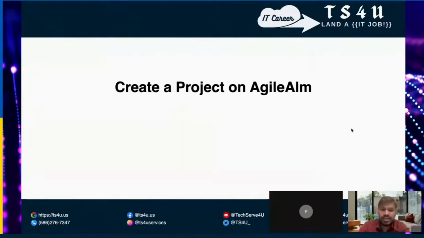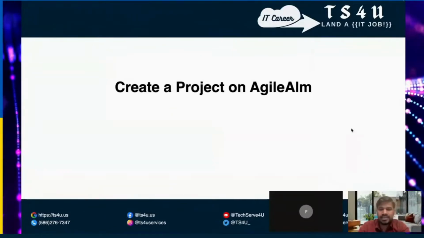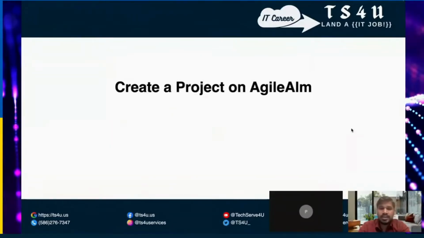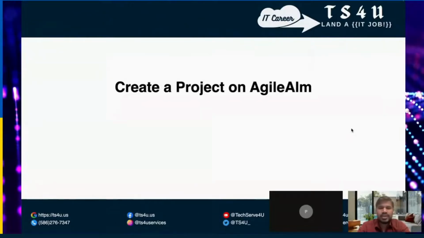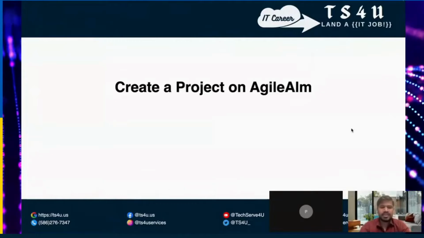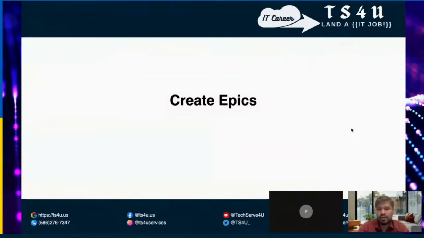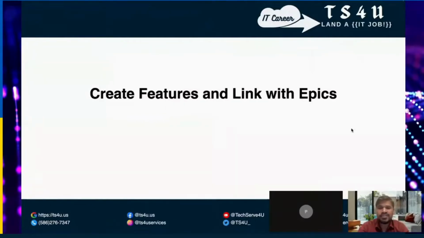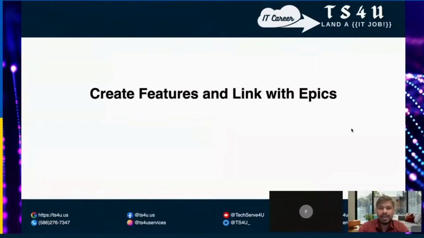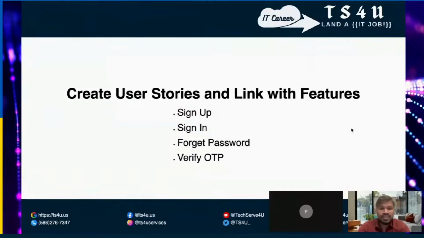So create a project on Agile ALM. Agile ALM is our platform, the tool you use for actually developing. It is kind of similar to Jira. Then we will be creating epics, and of course, we'll cover more details. We will be creating features and linking them with epics, and creating the user stories and linking them with features.